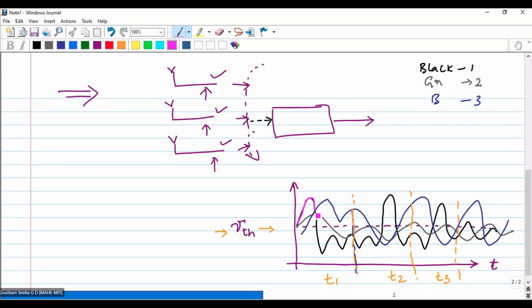Here I will select this. Now the moment I reach this point, the SNR of the black one goes very low. I'll not take that line because the maximum SNR has to be taken into consideration. So I'll choose this line.